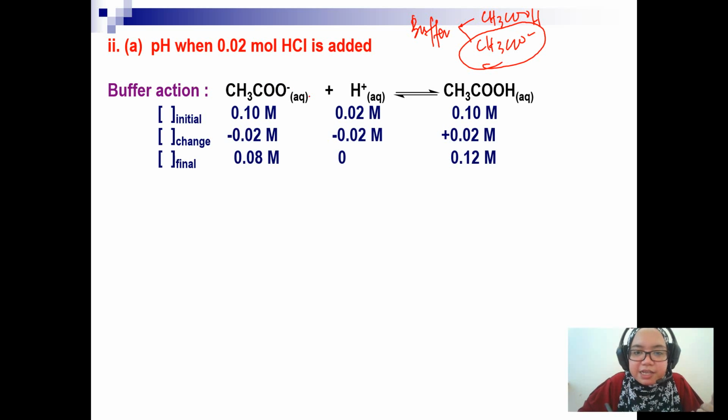The ethanoate ion will react with H plus. So how do we know how much to subtract? We look at which one is the smallest here. The smallest here is this 0.02, which means it is the limiting reactant. So here we subtract 0.02, here also subtract 0.02, but on the product side we add 0.02 molar. So the final concentration for ethanoate ion becomes 0.08, hydrogen becomes 0, and acetic acid becomes 0.12 molar. Here you can see that when acid is added into the acidic buffer solution, the concentration of ethanoate ion decreases and the concentration of acetic acid increases.